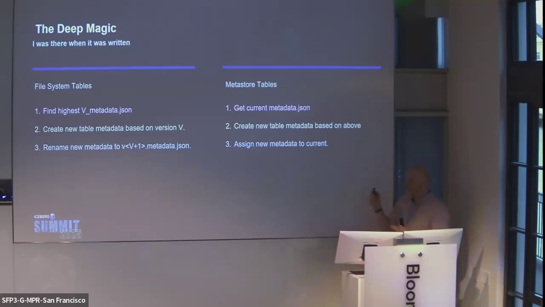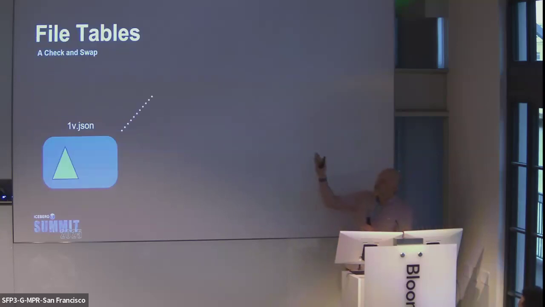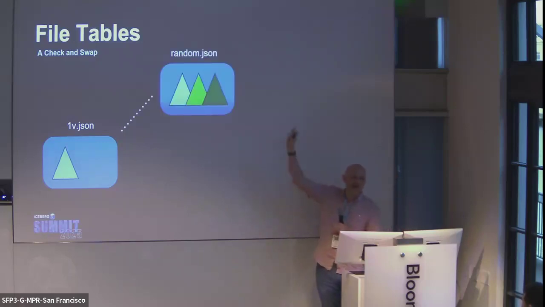So let's walk through both of these methods just to show basically how that's built out. So starting with file tables, I might have v1 metadata.json. So if that's the current state of my table, I did an ls on the directory where all the metadata.jsons are. This is the only one. It's the highest value. I know that's what the table is right now. So the next thing I do, according to the spec, is I write a new file with just a random title.